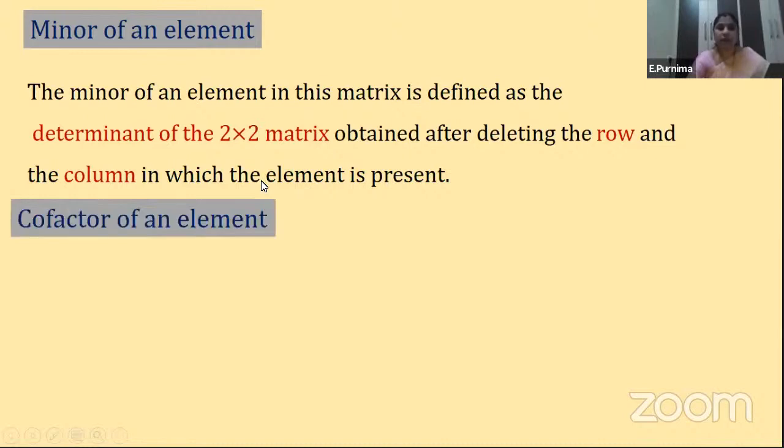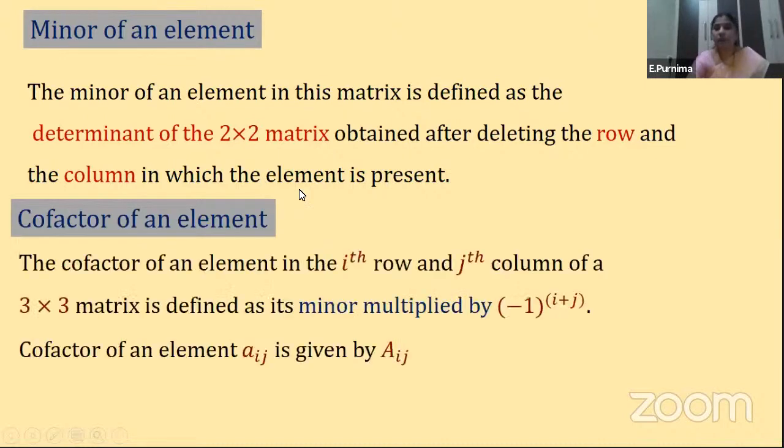Okay, next, what is cofactor? Cofactor is nothing but minus 1 to the power of i plus j into the minor of that element. Here i is the row in which the element is present, and j is the column in which the element is present. So the cofactor of an element is minus 1 to the power of i plus j into the minor of that element. So already we know how to find out the minor. Is it clear?